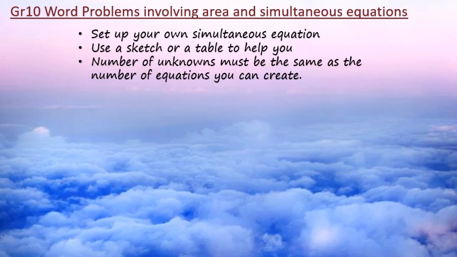So I've put 3 bullet points down for you to keep in mind. When you have word problems, you usually have to set up your own equation, but sometimes a simultaneous equation. To do this, a sketch or a table may help you. Something you must realize is that we tend to overcomplicate situations and make too many equations or write down too many unknown variables. So keep in mind that the number of unknowns, in other words the number of variables you deal with, must be the same as the number of equations you can create.